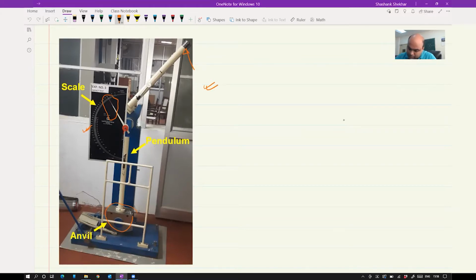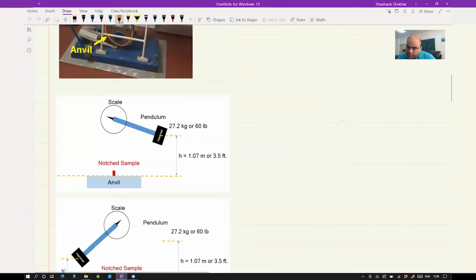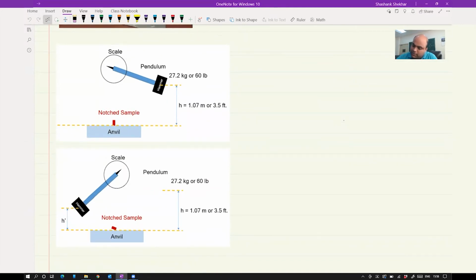Okay, so basically remember, you are going to have a pendulum, then scale, then anvil where you are going to place the sample. So you can do it at room temperature or high temperature or low temperature, because we are going to talk about DBTT, so low temperature.